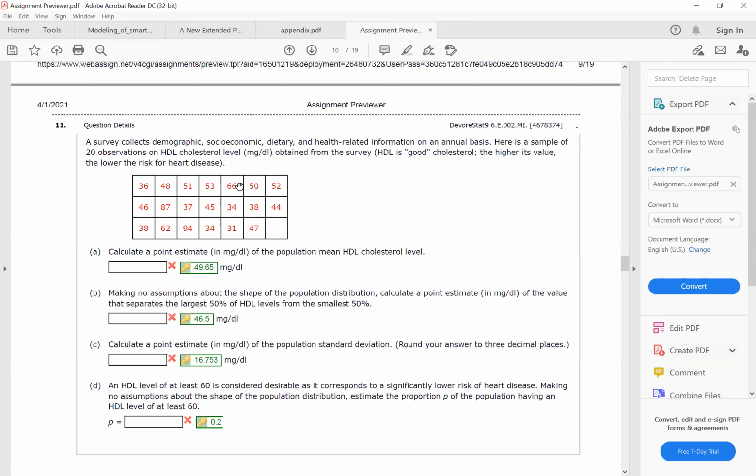How many values do we have which are 60 or more? One, this is 66. This is 87, two. This is 62, so we have three. This is 94, we have four. So the proportion is 4 over 20. The total is 20, so the proportion is 4 over 20, which is 0.2.